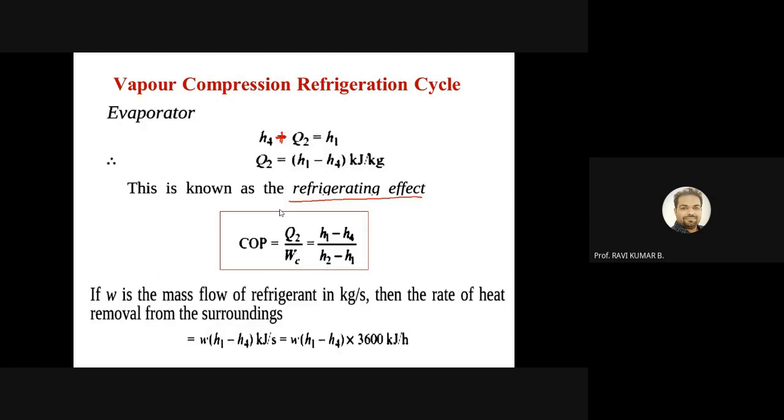If W is the mass flow rate of refrigerant in kilograms per second, we can convert all these terms into kilowatts by multiplying with the mass flow rate. As we are saying this is the cooling effect, H1 minus H4 is your refrigerating effect. So we can multiply with the mass flow rate to convert that into kilojoule per second. So we can write W into H1 minus H4 into 3600 kilojoule per hour. This is basically known as the refrigerating effect, or the amount of heat absorbed from the space where we want the cooling effect.